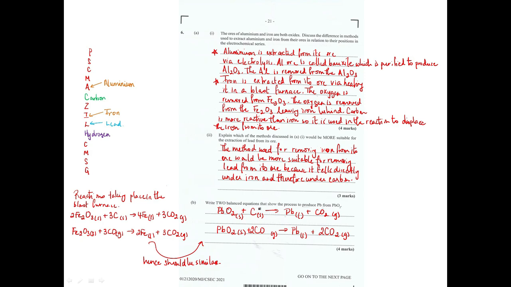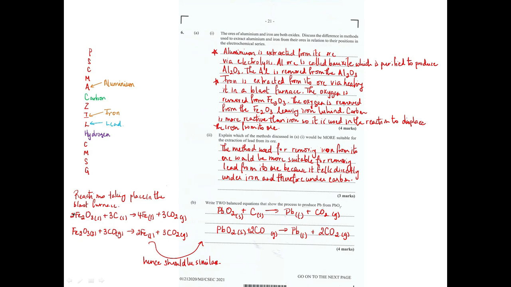Then they said to write 2 balanced equations that show the process to produce lead from lead oxide. Now, this goes off of knowledge, and you might have been able to wing this a bit if you knew something, but you had to go off of what is done to the iron ore in the blast furnace. First, it is reacted with solid carbon to remove the iron and produce carbon dioxide, and then it's a 2-step process, right? Then you have carbon monoxide. So actually, it's 2 processes that can be used. You could have the iron ore also reacted with carbon monoxide.